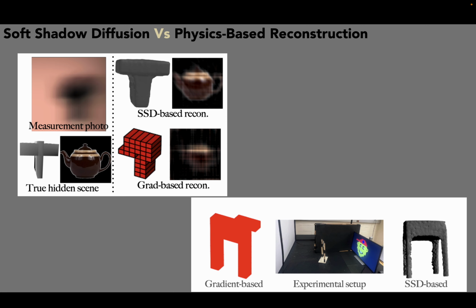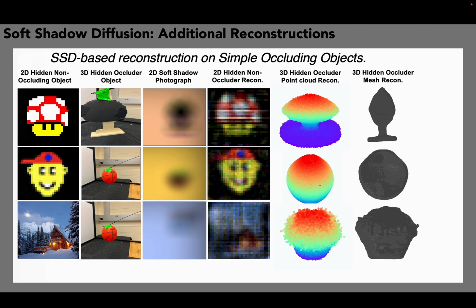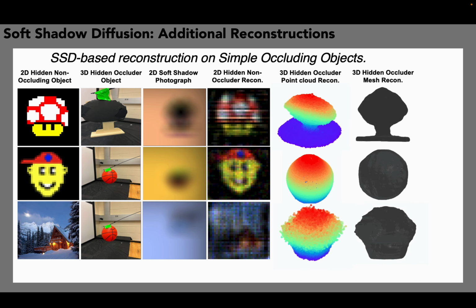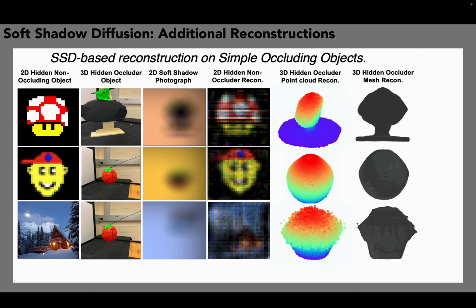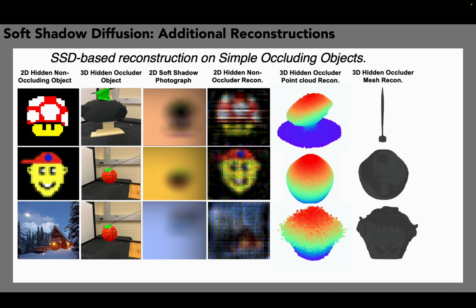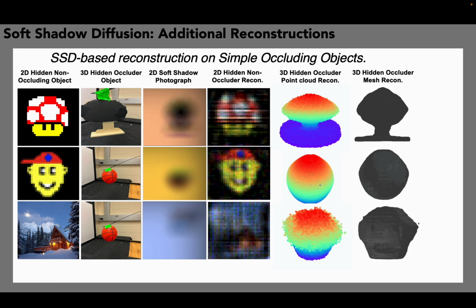Here is a comparison between physics-based method and soft shadow diffusion method. Our result shows that we can now reconstruct dense 3D mesh representation of real-world 3D objects. And we can extend that to reconstructing the 2D image of the non-light occluding object. Here is another result that reconstructs both the 3D hidden occluder as a point cloud and as a mesh, and also reconstructs the 2D image of the non-light occluder.